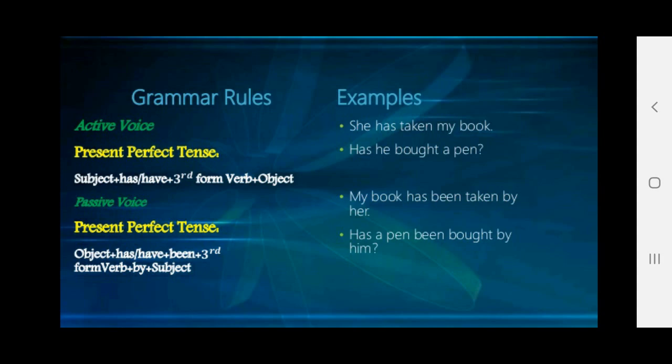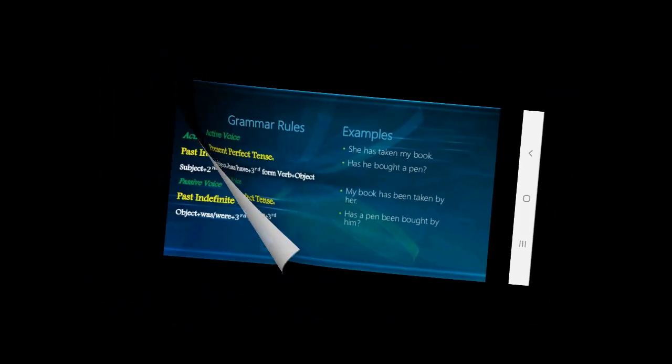Similarly, the second example, has he bought a pen? This is an interrogative sentence, so we have to convert into passive in interrogative itself. So in passive, it will become like, has a pen been bought by him? Here we have taken the helping verb has from the middle of the sentence into the beginning of the sentence.